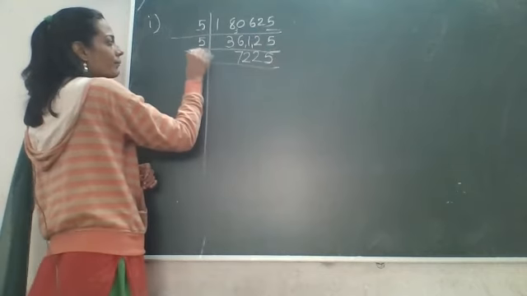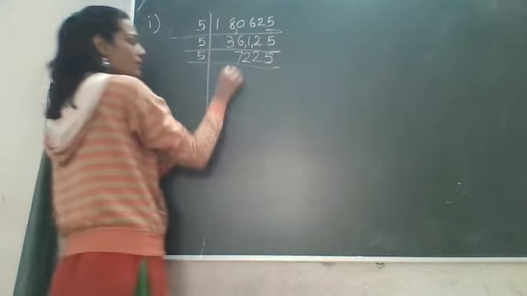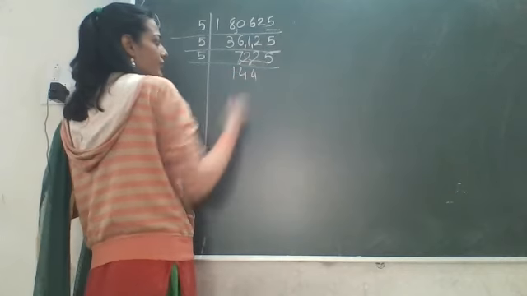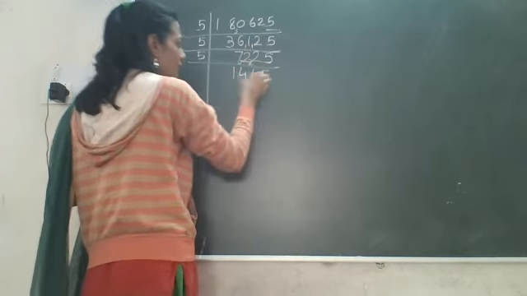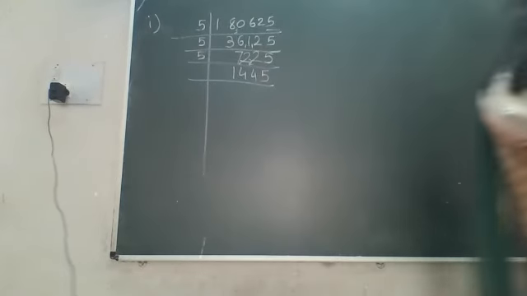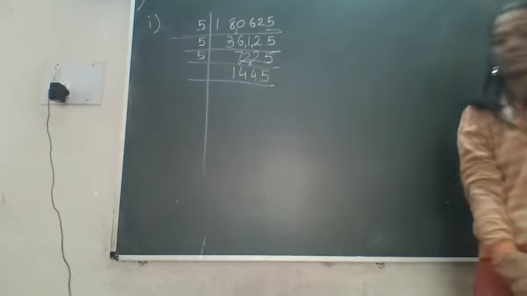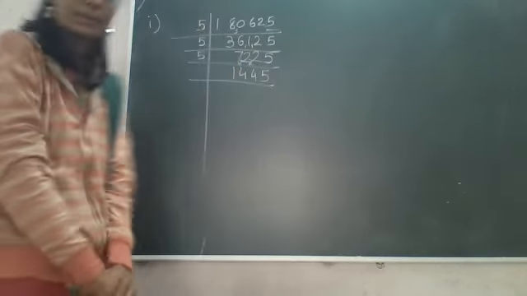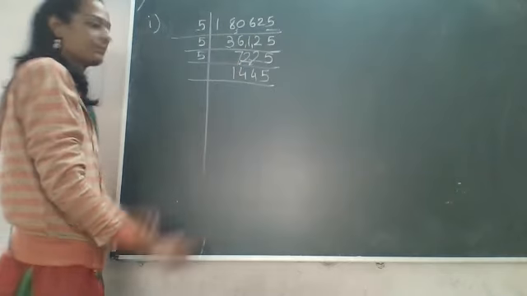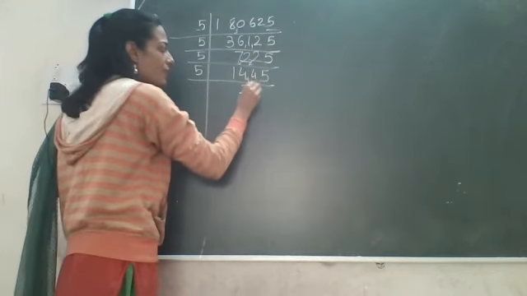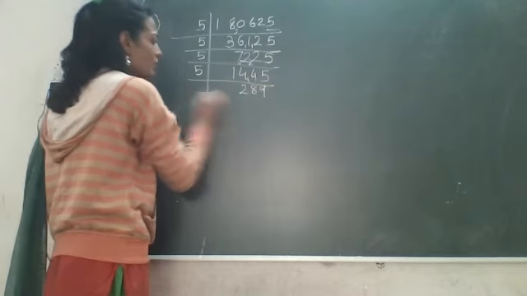Again by 5, 5 1s are 5, 2 is left, 5 4s are 20, again 2 is left, 20 and 5 5s are 25. This much is going correctly, right? Yes, ma'am. Okay, so 5 2s are 10, 5 8s are 40, and 5 9s are 45.